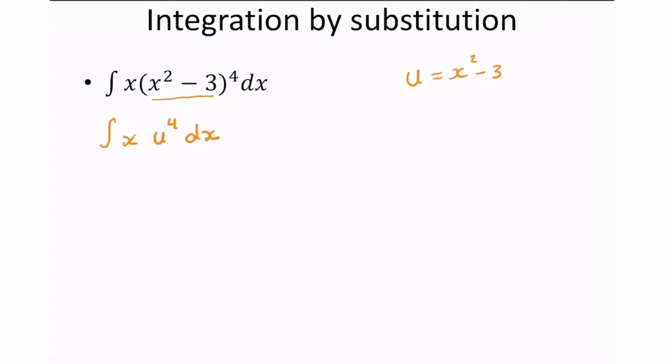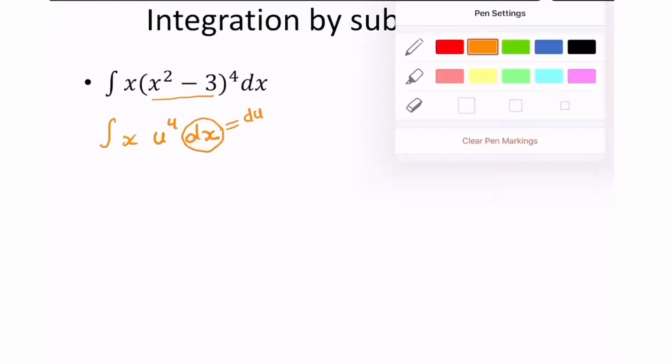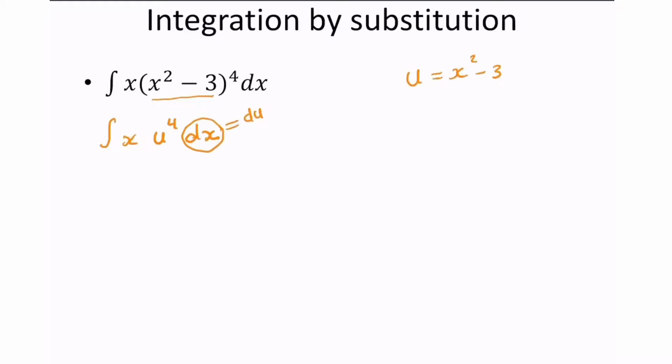This is a problem at the moment because we have dx. We can't integrate u to the power 4 if we have dx. We need this dx to be changed into du. How do we change dx into du? Basically, we need to differentiate the u here.